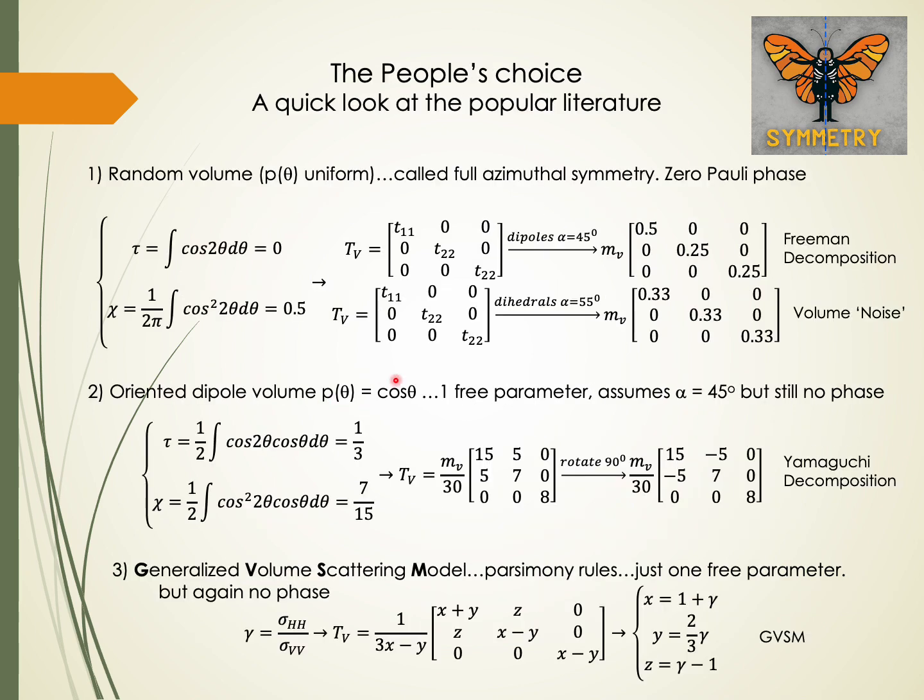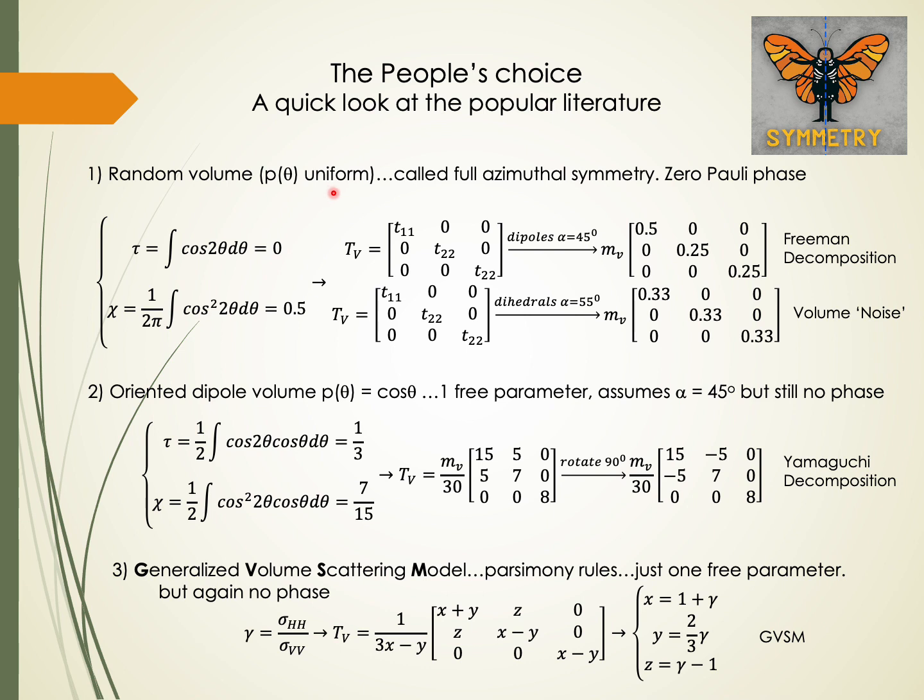So the people's choice. Well, there are basically three classes that we can talk about. The first, the simplest one, is full azimuthal symmetry. And of course here this really has zero polyphase. So we assume a diagonal coherency matrix. And further remember that these two elements, T22 and T33, are equal. And this is what we get when P of theta, the distribution, is actually a uniform distribution, so all possible angles the particles are forming.